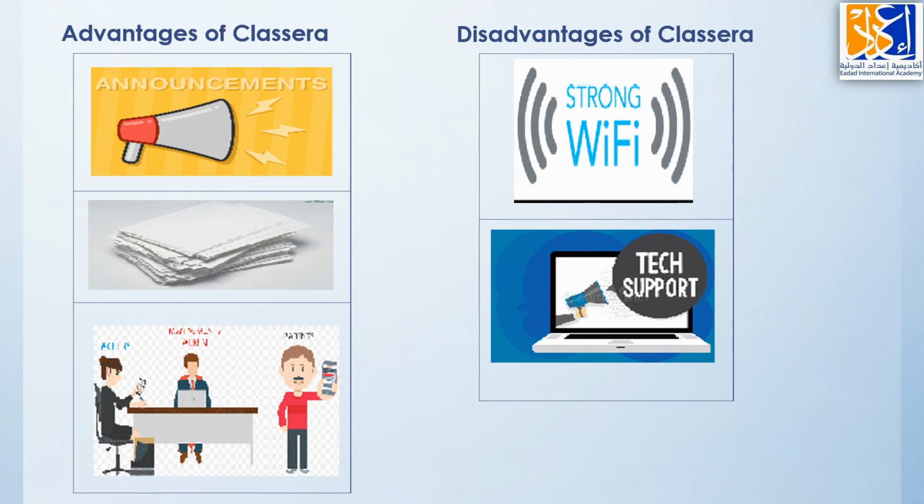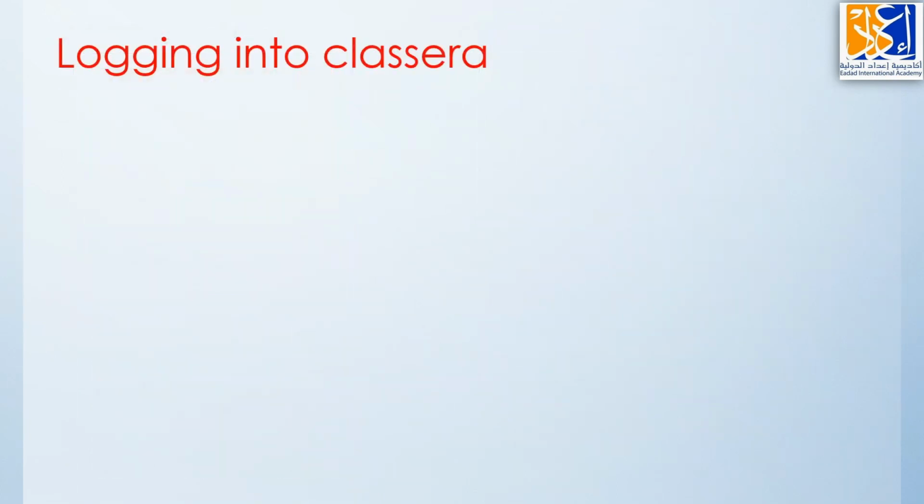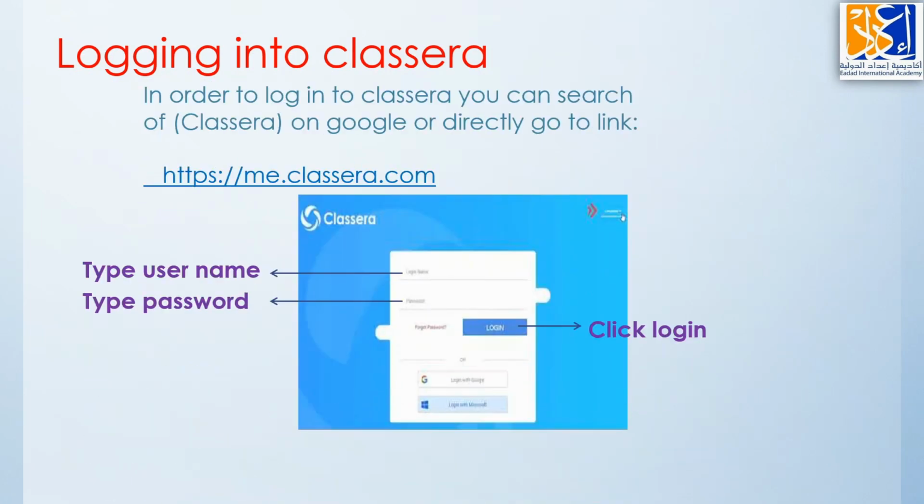Okay. Next, logging into Classera. Now we all know how to log in into Classera. What is the procedure? How? Where do we go? What do we type? In order to log in into Classera, you can search for Classera on Google or directly go to me.classera.com. After typing me.classera.com, you will get a window that will ask you your username, your password, and then you will click on login. Yes? Okay.